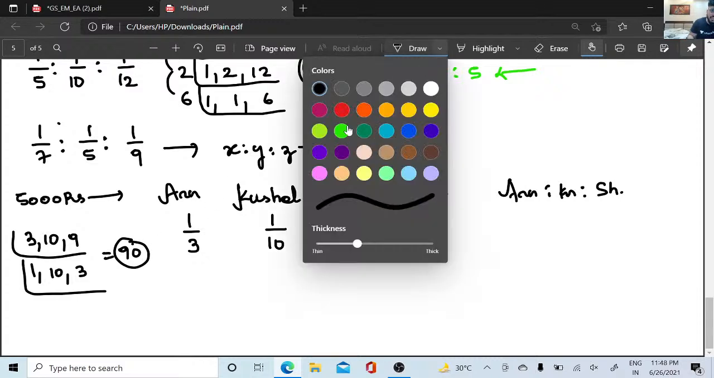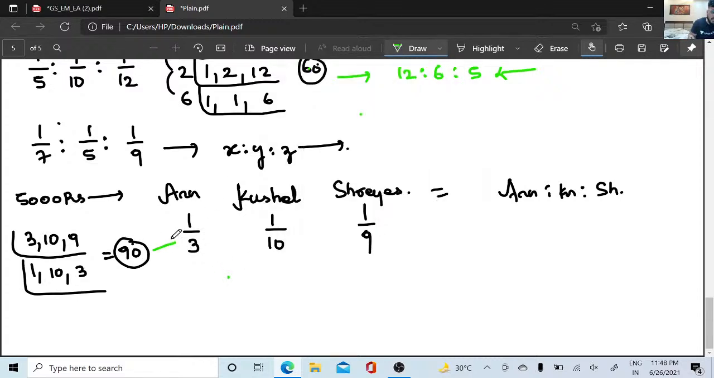How much is Anurag getting here? 90 into 1 by 3, 30 is what Anurag is getting. 1 by 10, 9 is what Kushal is getting. And 10 is what Shreyas is getting. So for 5,000 rupees, the total these people are getting is 49 parts.